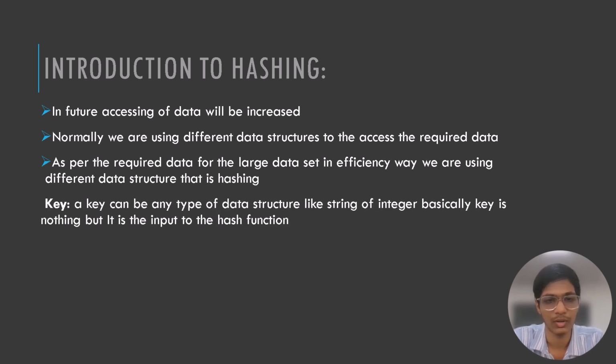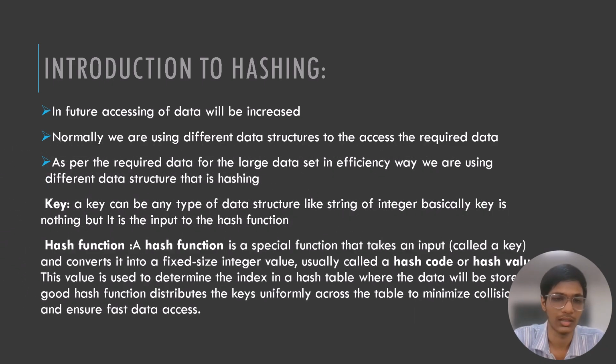I will explain a term called key. A key can be a type of data like a string. Basically, a key is nothing but the input to the hash function. Later we'll see more on the key. Hash function: a hash function is a special function that takes an input called key and converts it to a fixed integer value, usually called a hash code or hash value. This value determines the index in the hash table where the data will be stored. A good hash function distributes keys uniformly across the table to minimize collisions, and it ensures the fastest data access.